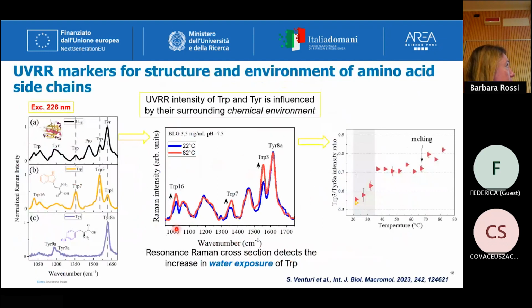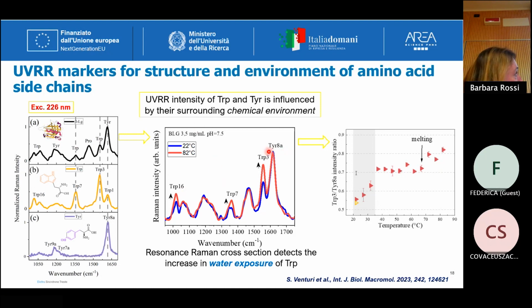Here we can see a typical example of the spectra that we can collect by using an excitation wavelength at 226 nanometer, that is in close resonance with the electronic transition of aromatic amino acids. And this is the spectrum of the beta-lactoglobulin protein in relatively dilute solution, where the dominant bands are associated to the tryptophan and tyrosine amino acids present in the sample.